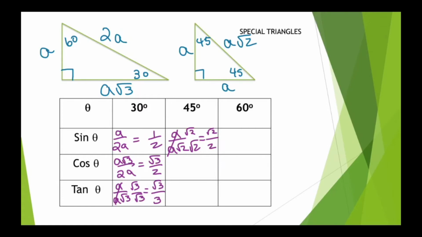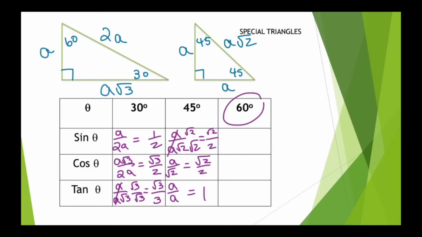The cosine of the 45 is the adjacent over the hypotenuse, which will again be A over A square root 2, the same thing we have there. So our answer again will be square root 2 over 2. The tangent of the 45 will be the opposite over the adjacent, which will be A over A, which equals 1.